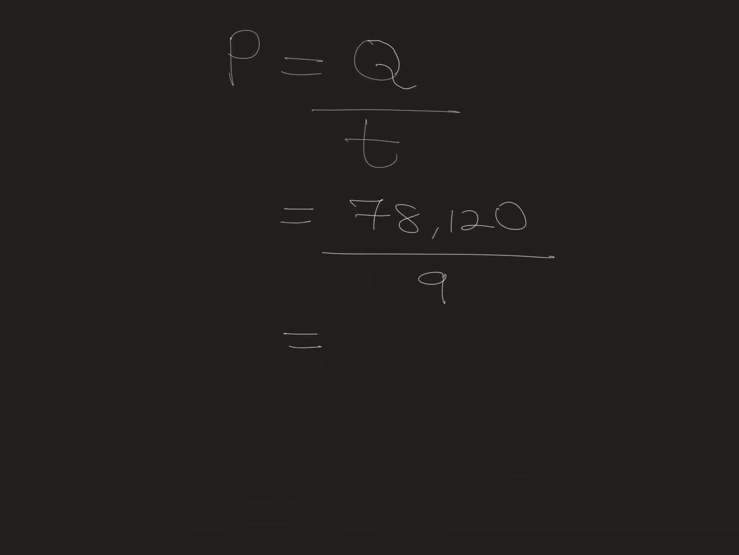So 78,120 divided by 9 is 8,680 joules per minute. Why? Because time is in minute and the quantity of heat is in joules. So that will be joules per minute.